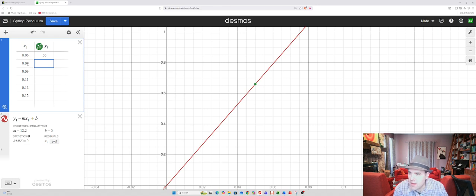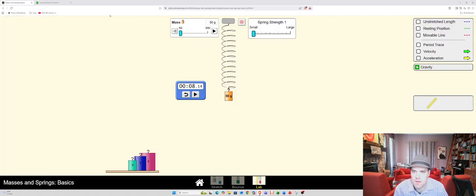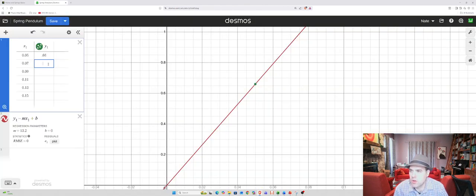The next data point is with 70 grams, so 0.07 kilograms is 70 grams. I'm going to drag this to 70. Here we are. Then I'm going to do the same thing. Clear my timer, and then we're going to time 10 oscillations here. So we go 0, 1, and so on. Once you get to 10, you divide that number by 10, you square it, and that's the number you'll put here in this part of the data table.